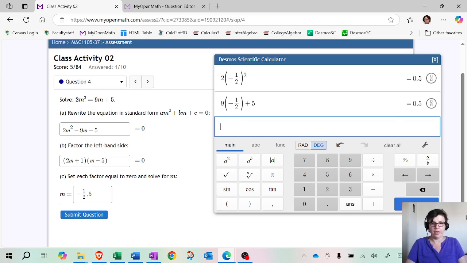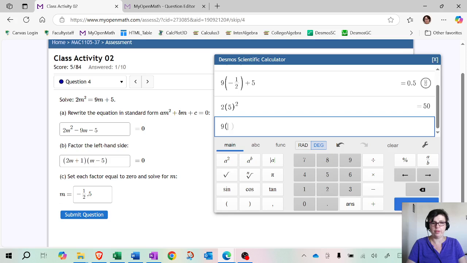The other one is 5. So let's plug 5 into the left-hand side and also 5 into the right-hand side. Do we get the same answer? Yes, we do, which means that we got this correct.